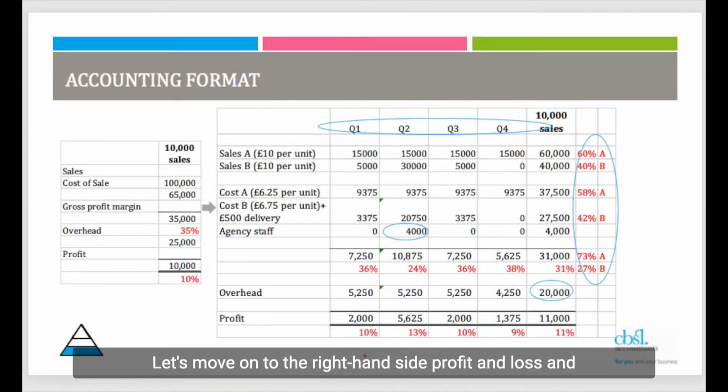Now let's move on to the right-hand side, profit and loss. And this one is much busier, but much more information is packed into this same report.